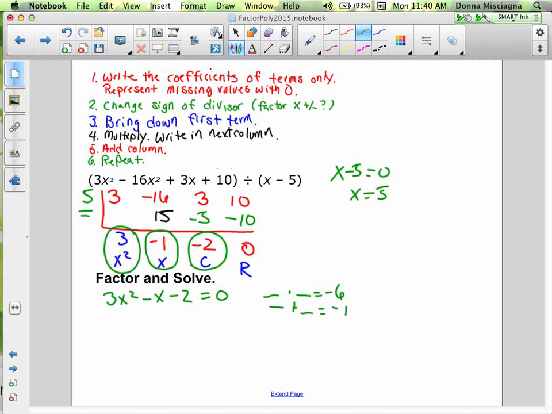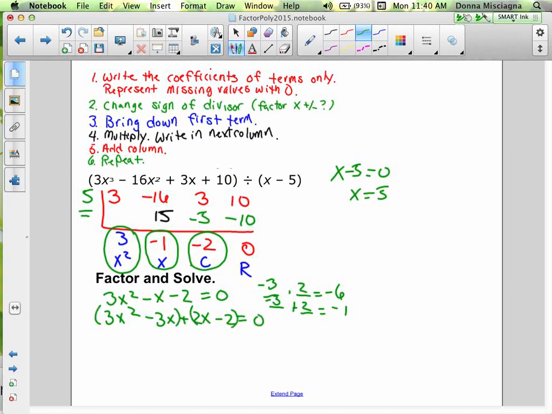Right? So, well, they've got to be one apart, so it's going to be 3 and 2. And since they have to multiply to -6 and add to -1, it's going to be -3 and 2. So we keep the 3x squared, we replace the -x with a -3x and a +2x, and we keep the -2. The first two are a group, the second two are a group.